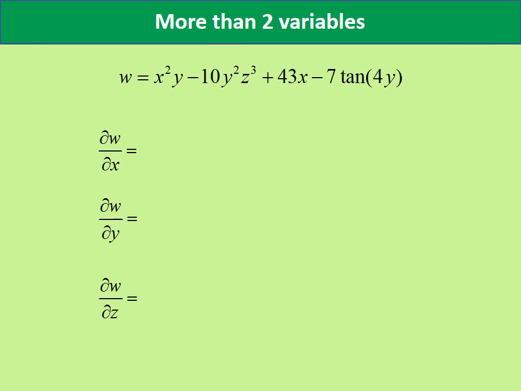In the last example, we've got w, which is a function of x, y, and z. So we've got a function of 3 variables. In the first one, we're doing the derivative of w with respect to x. So again, we will split this apart. Here are our 4 terms. We're doing the derivative of this one with respect to x. That means the y is a constant. Let's copy down the y and do the derivative of x squared.